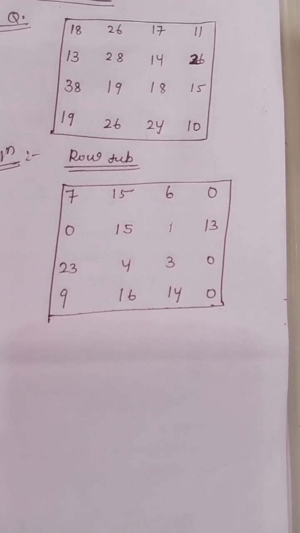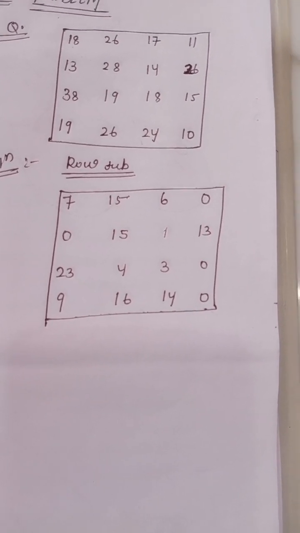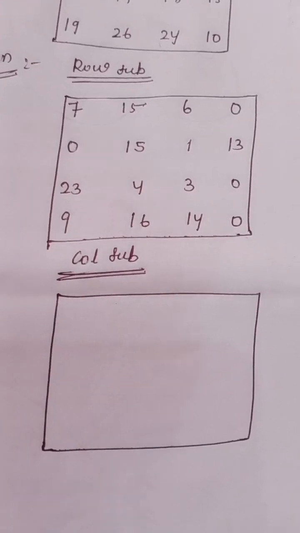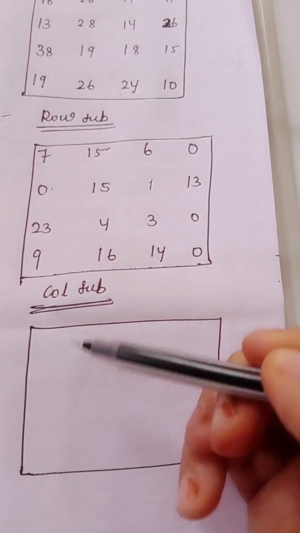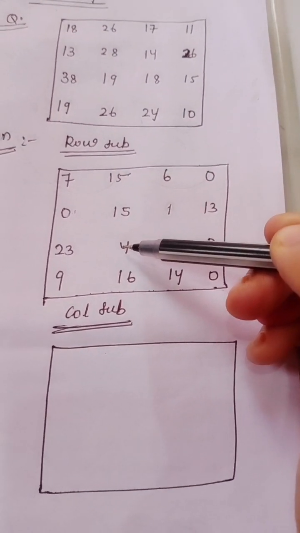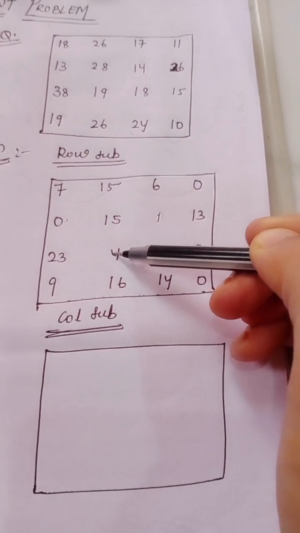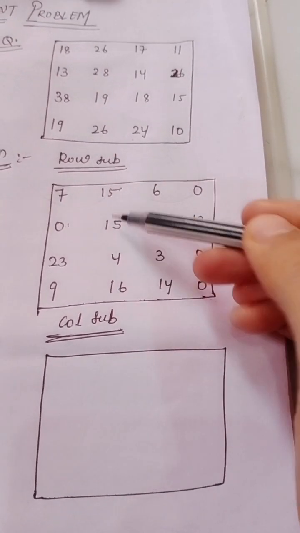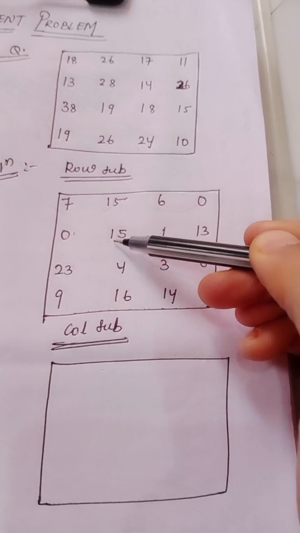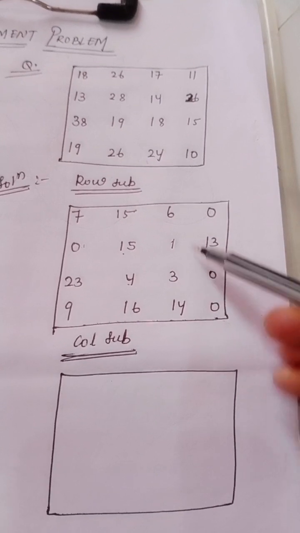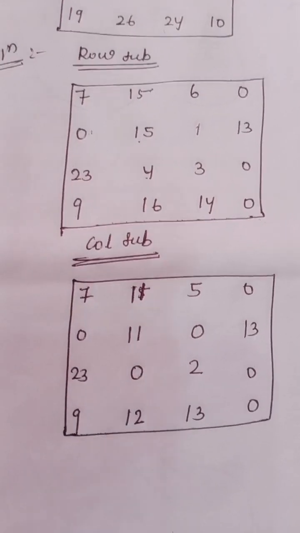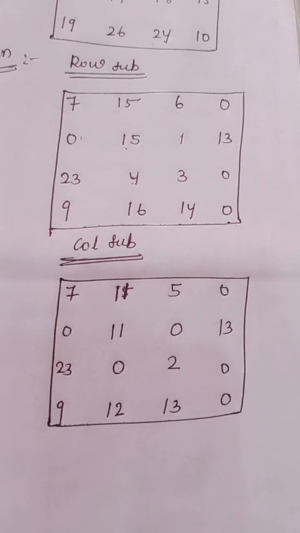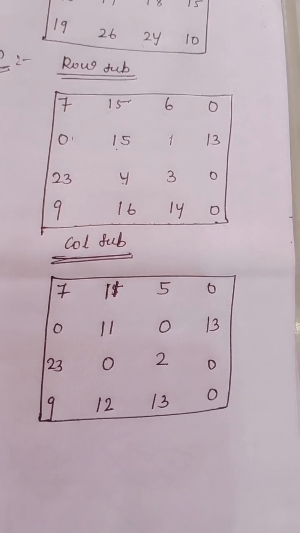Now the next step is column subtraction. So you know how to do column subtraction. Here 0. So write the values as it is here. 4. Subtract 4 from all the values. 15 minus 4. 4 minus 4. Here subtract by 1. Here value as it is. Now we have done row subtraction. We have done column subtraction. Now we'll assign it.